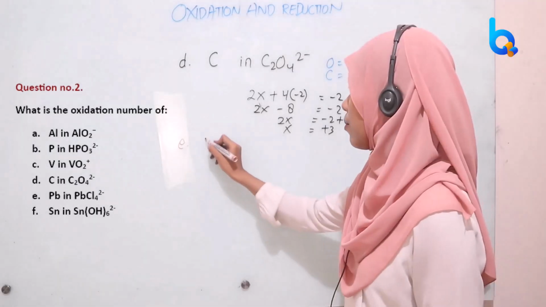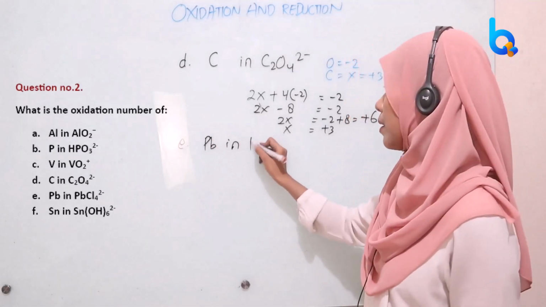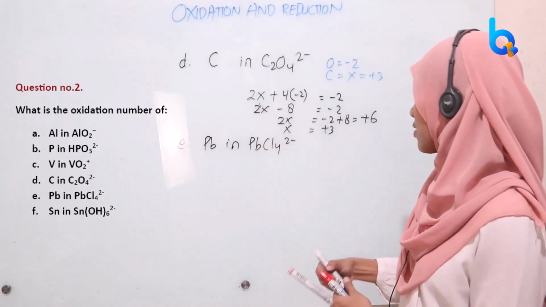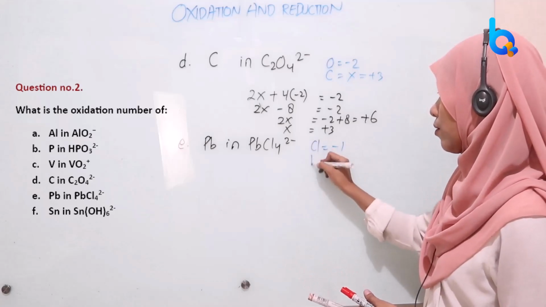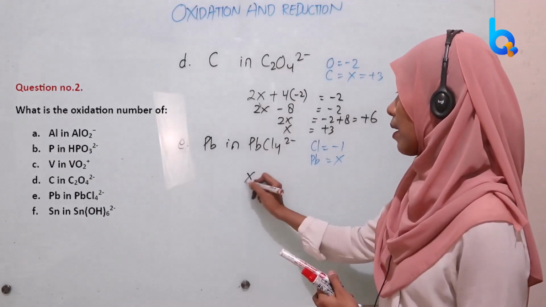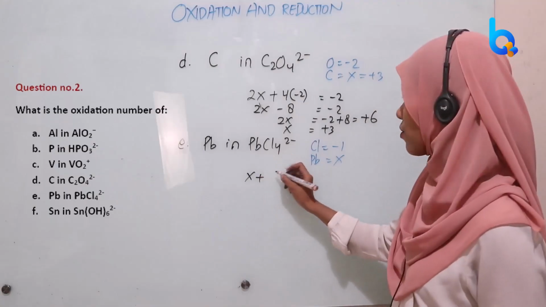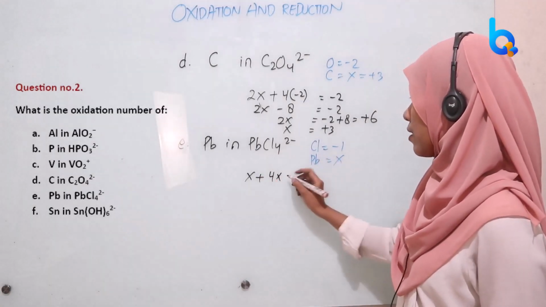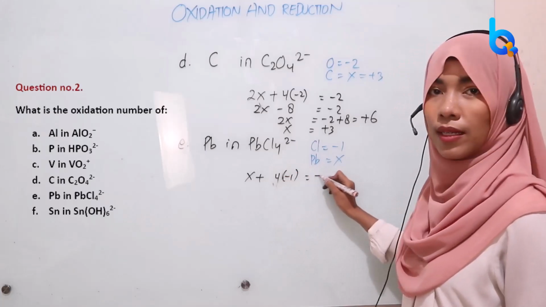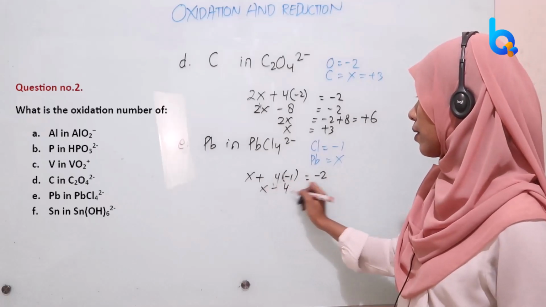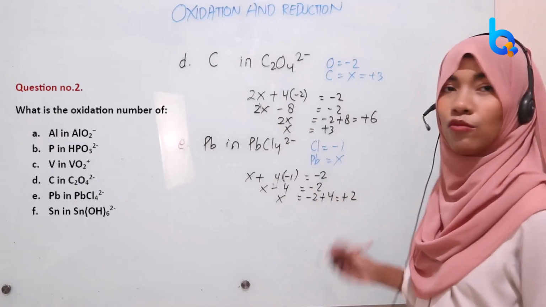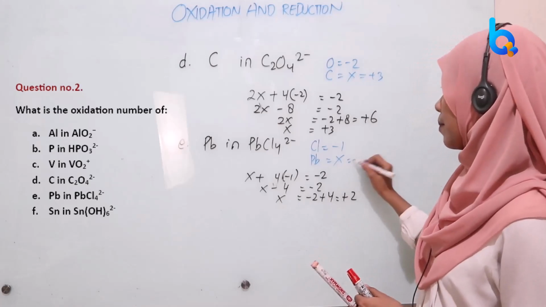Find out the oxidation number of Pb in PbCl4 2-. Okay, so we know that Cl has an oxidation number of -1, and we don't know for Pb, so just put it as X. So here Pb is X, plus we have 4 Cl here, so 4 times -1 equals -2. So X minus 4 equals -2. X equals -2 plus 4 equals +2. So the answer will be +2.